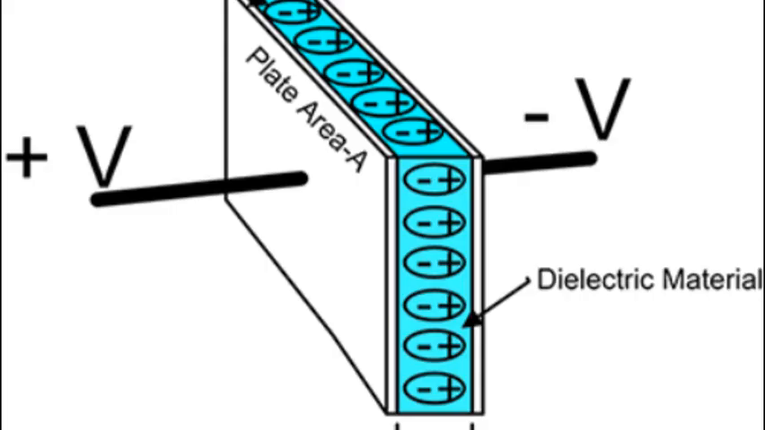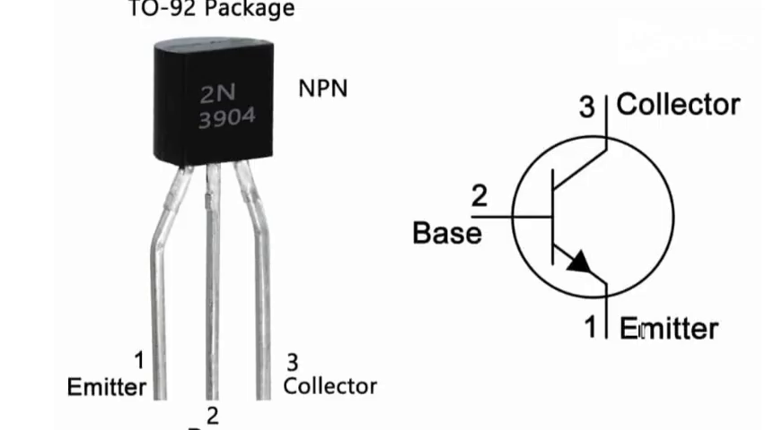Capacitors are made of two conductive plates of opposite charges separated by a dielectric, which is an insulator. The space between the plates creates an electric field where energy is stored. Transistors have three legs, the emitter, base, and collector, and act as switches in this circuit.